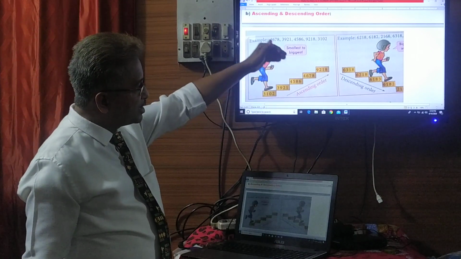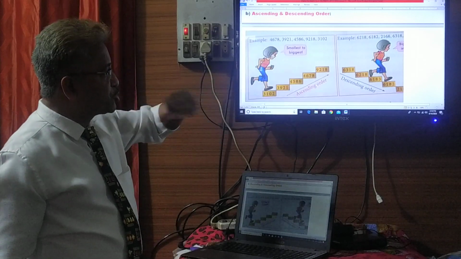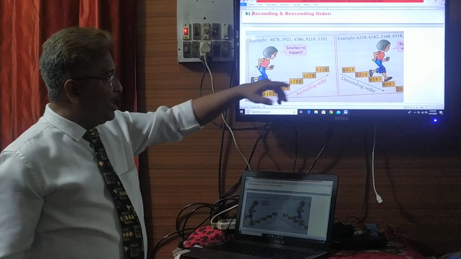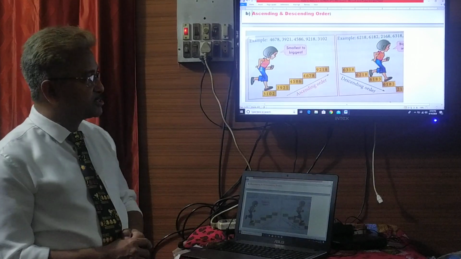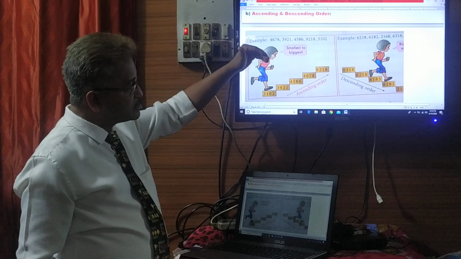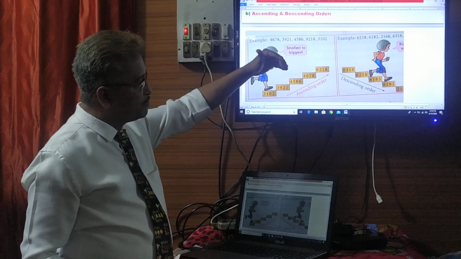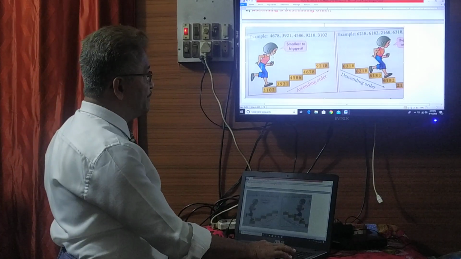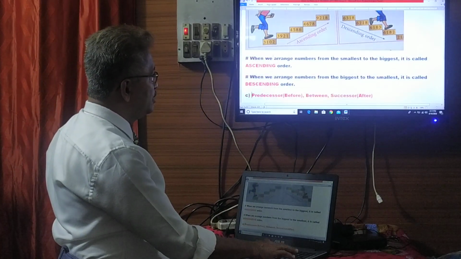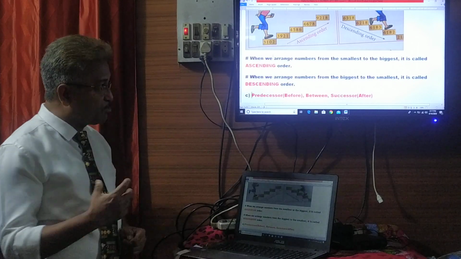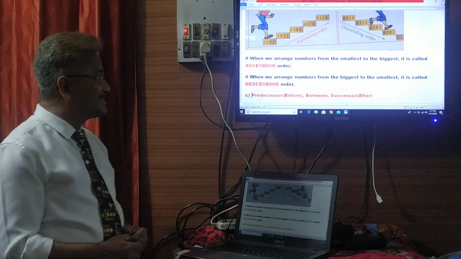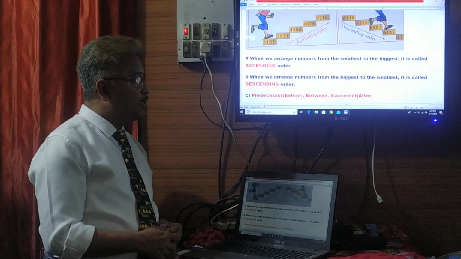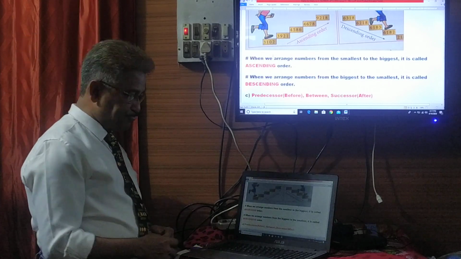So when the girl is climbing down, it shows that the topmost step has the largest number and the bottom step has the smallest number. So when the numbers go from a larger number to a smaller number, we call it descending order. So when we arrange numbers from the smallest to the biggest, it is called ascending order. When we arrange the numbers from the biggest to the smallest, it is called descending order.